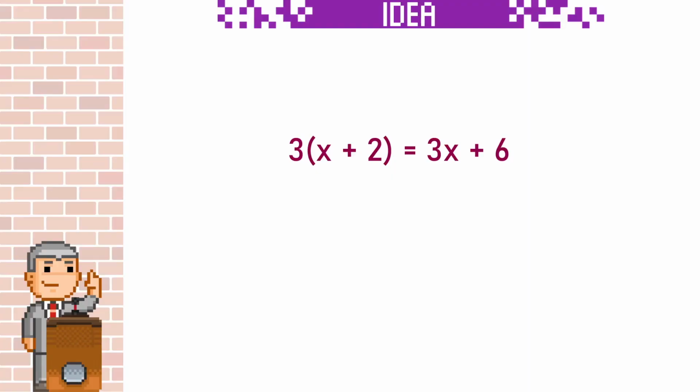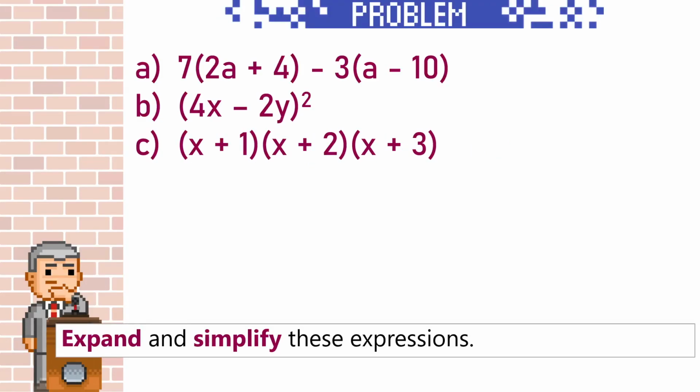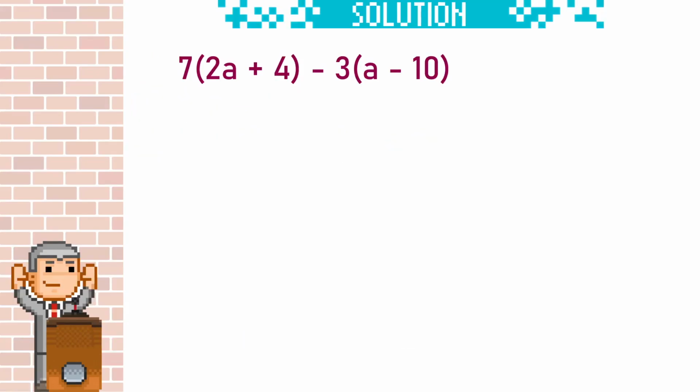Expanding removes all brackets from an expression. Let's go through these expanding questions. To expand these brackets, we need to multiply the term on the outside of each bracket by each term on the inside. So we're going to start with 7 times the 2a, which gives us 14a.